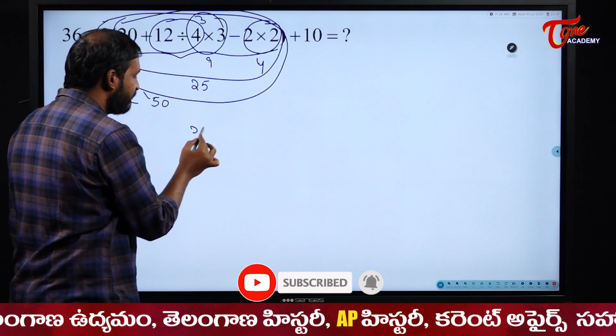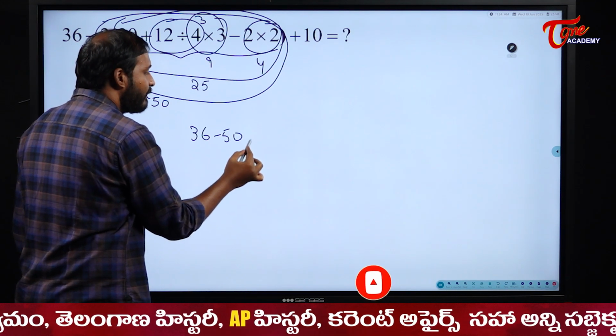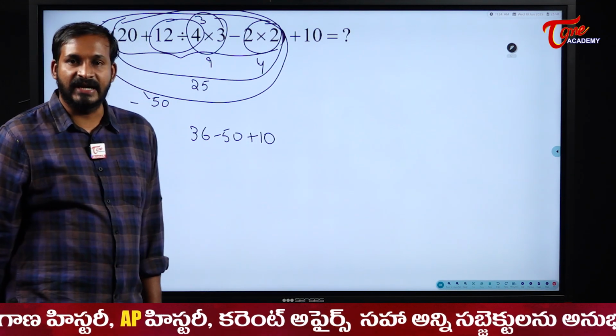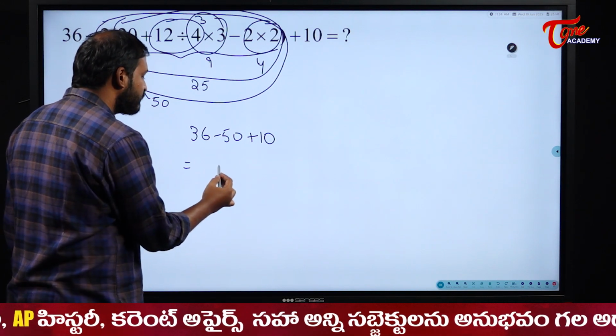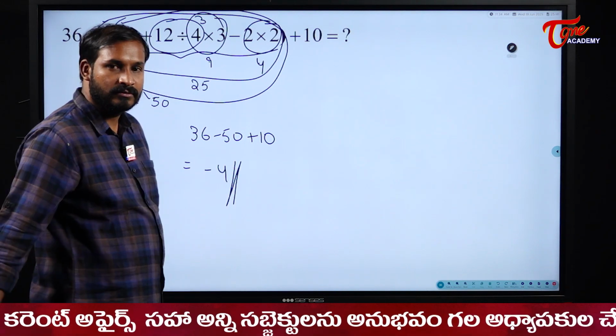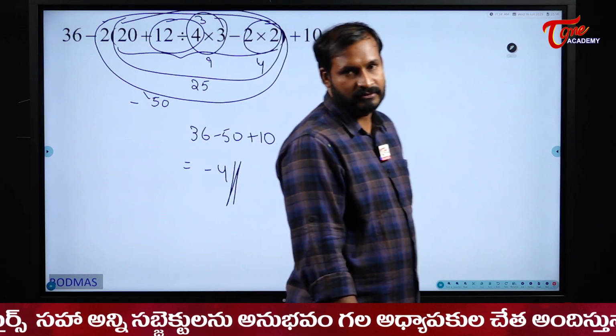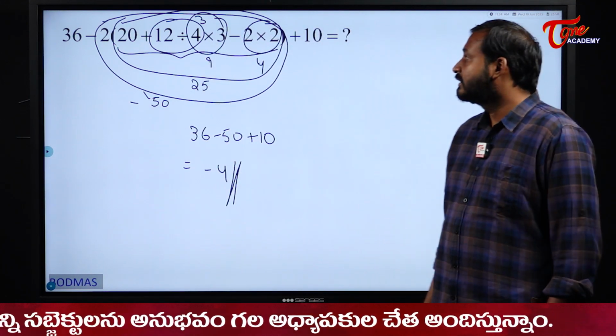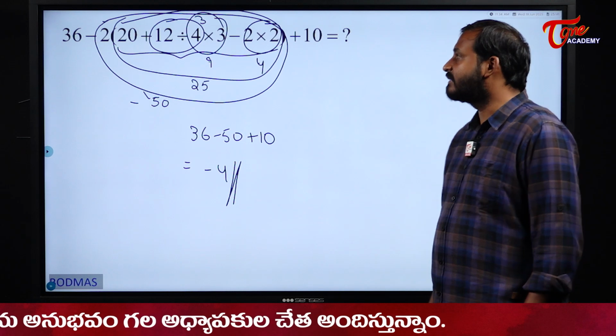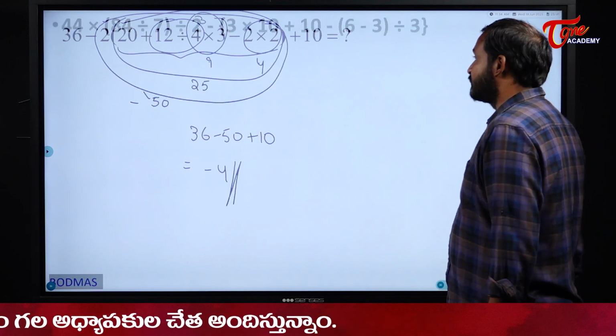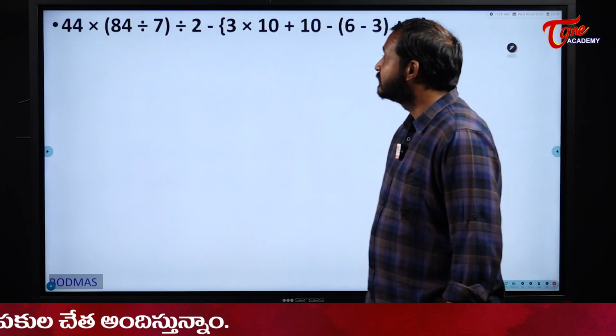Now, finally, I was left with 36 minus 50 plus 10. So, overall, it becomes what for me here? Minus 4. It becomes minus 4. Right? This is the method to solve these type of problems. Next one. Now, see here, students.